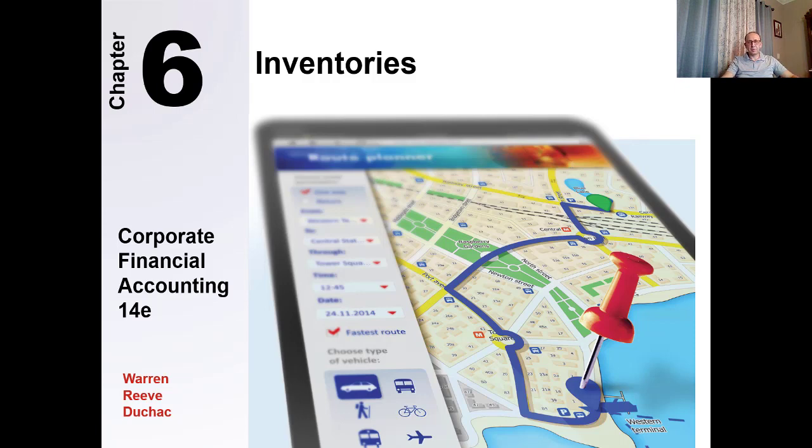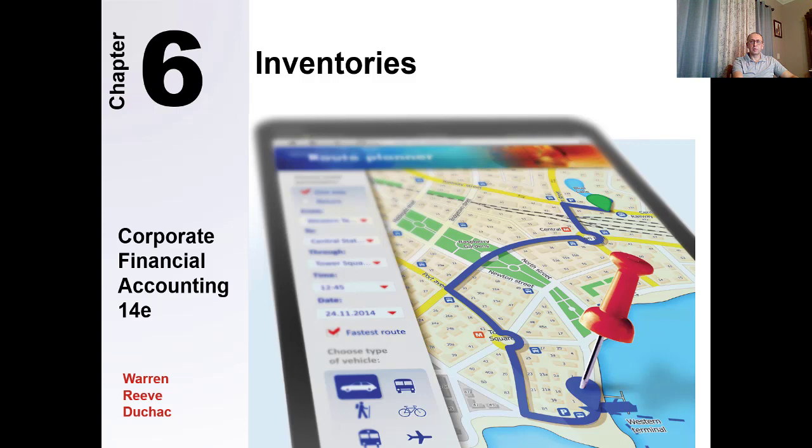Today we're going to be covering Chapter 6, and Chapter 6 is basically a continuation of the previous chapter, where we were talking about merchandising businesses. One of the major assets in merchandising businesses is inventory. So this chapter focuses on inventory, and it talks about how to protect it and why it's important to protect it. And then we'll also talk about the inventory cost flow methods related to inventory.